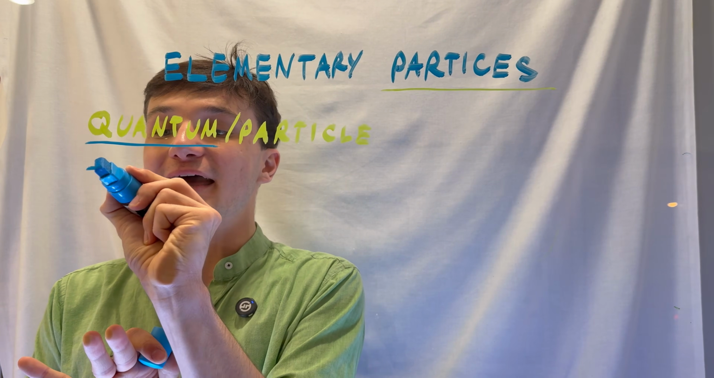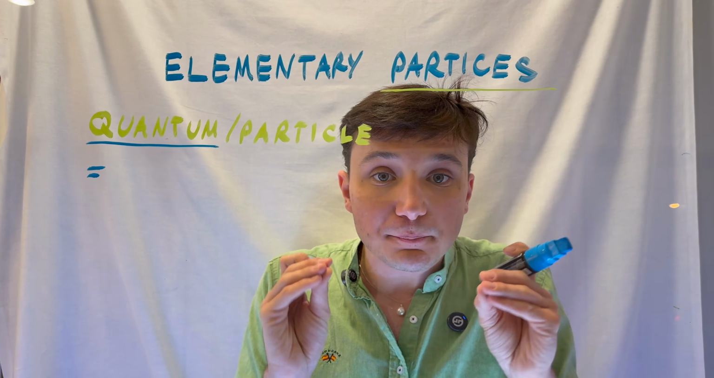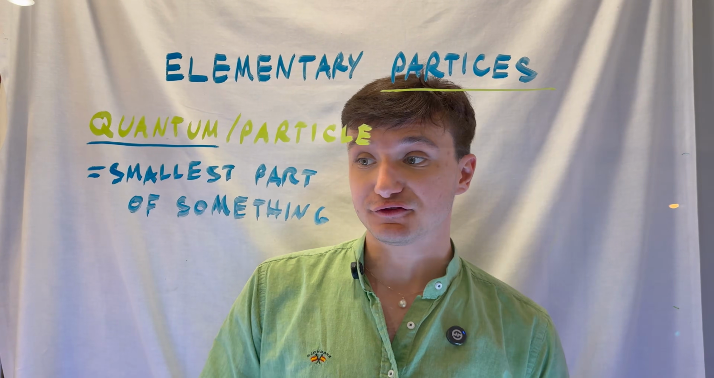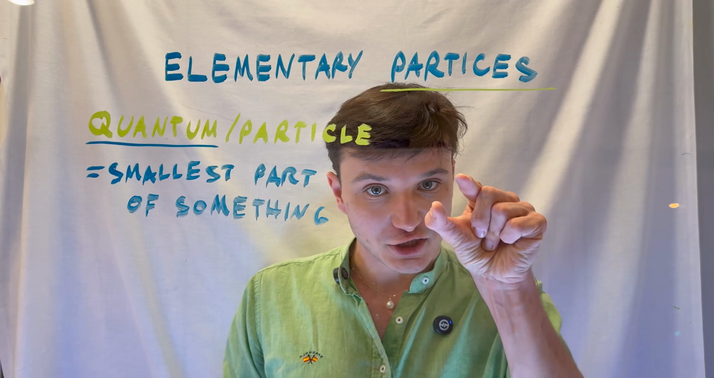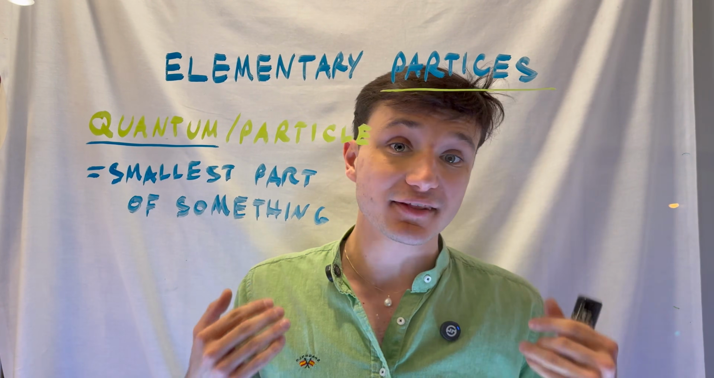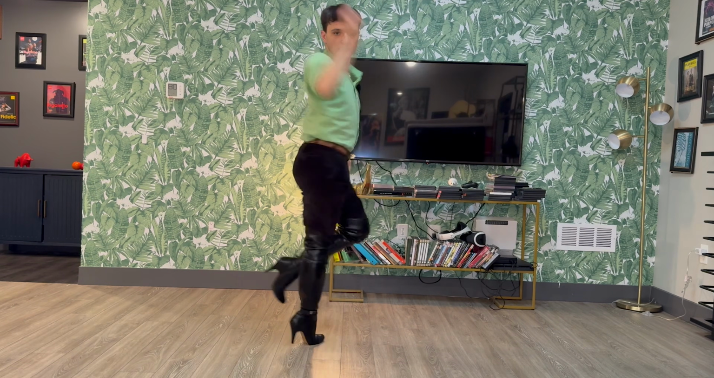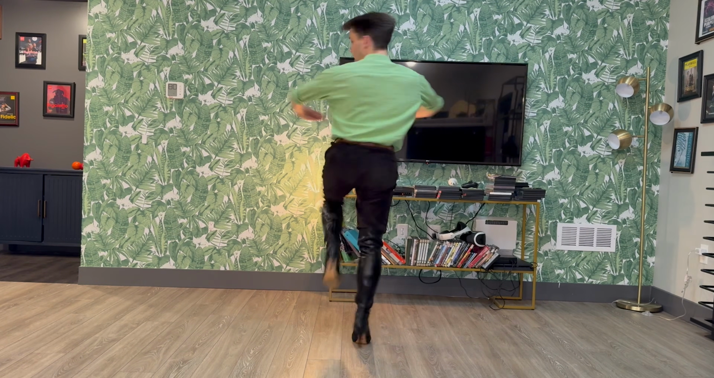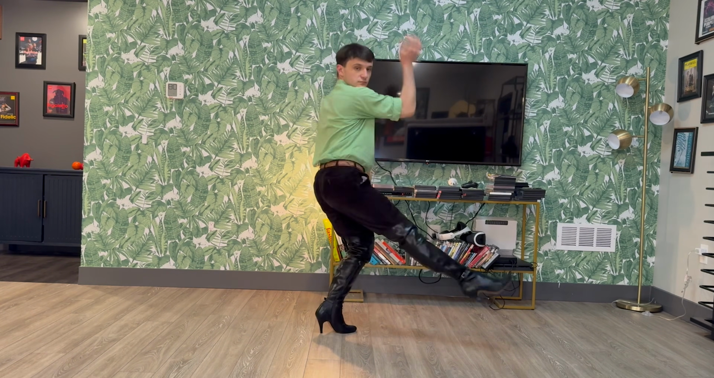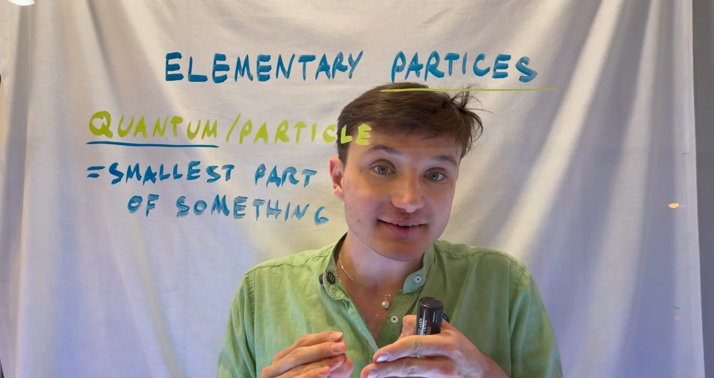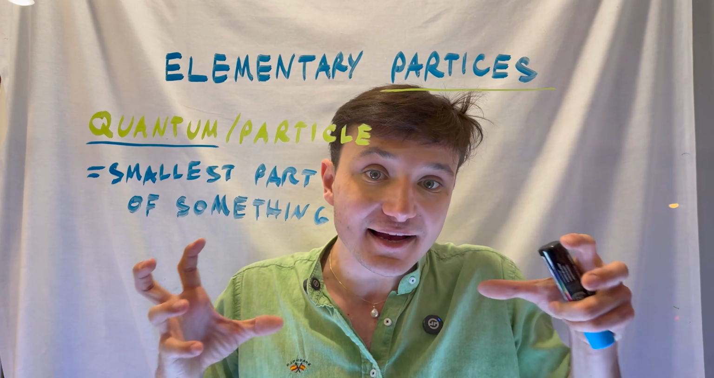A quantum is the smallest part of something. So for example, the quantum of the written language is the letter. The quantum of the spoken language is a sound. The quantum of a heels choreography is the move. The quantum of matter is, of course, a particle. And so quantum mechanics is the study of those small bits that make up matter.